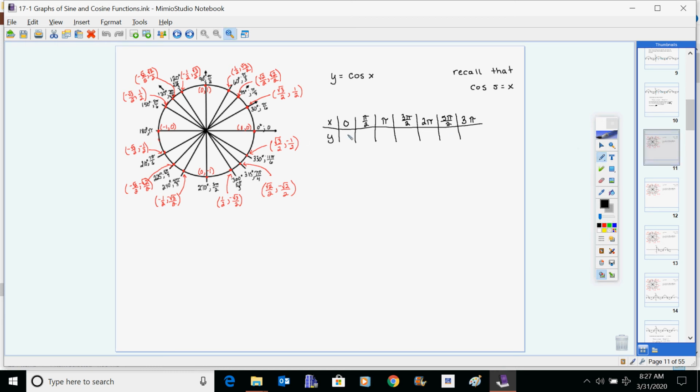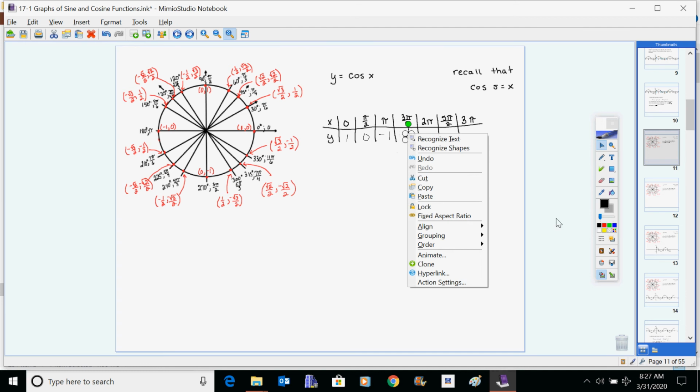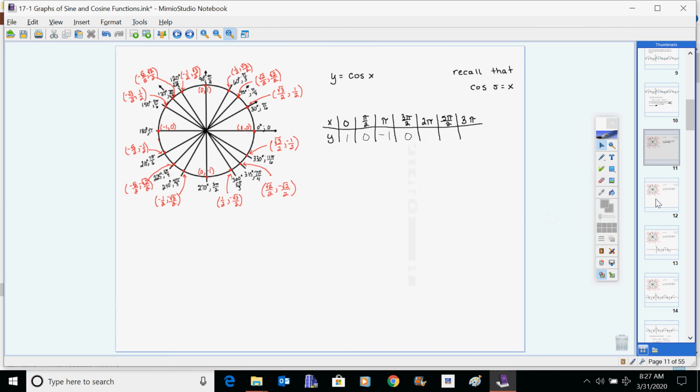If you go to pi over 2, the cosine value is 0. If you go to pi, the cosine value is negative 1. If you go to 3 pi over 2, the cosine value is 0. And then so on and so forth. When you get to 2 pi, that's all the way back here, and we're back to 1 again. We've gone through a complete cycle. This is our complete period.